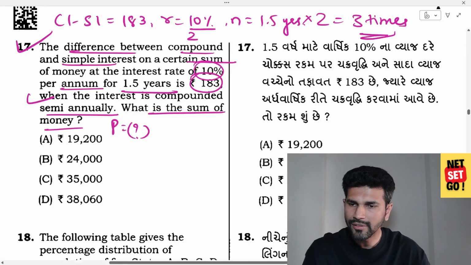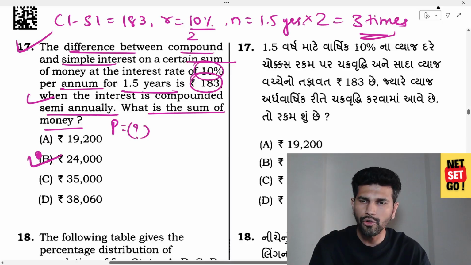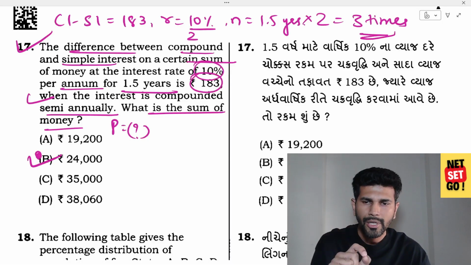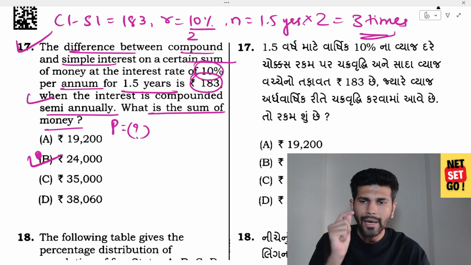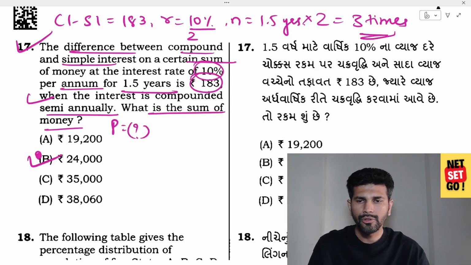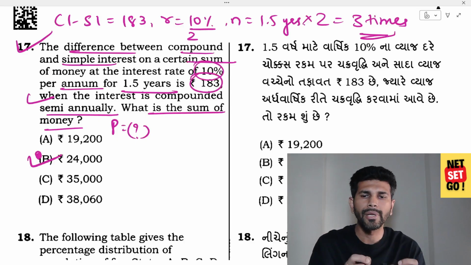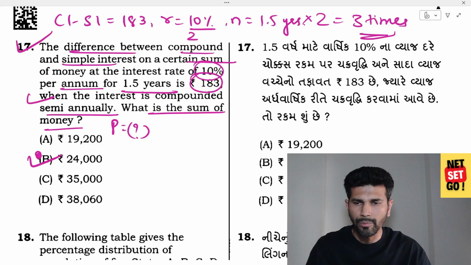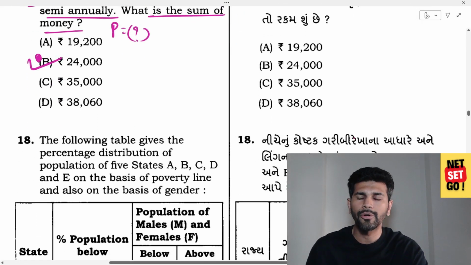So correct answer is option B. So his principal amount is 24,000 rupees and interest rate is 10% per annum, compounded semi-annually for 1.5 years. So the difference between compound interest and simple interest will be 183 rupees. Principal amount is 24,000 rupees. Option B is correct answer.